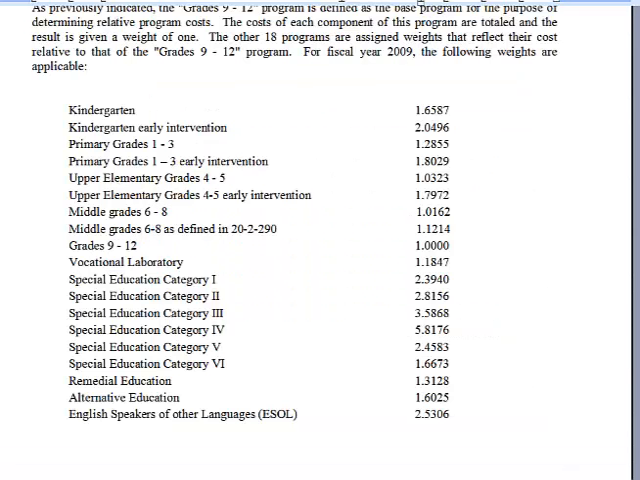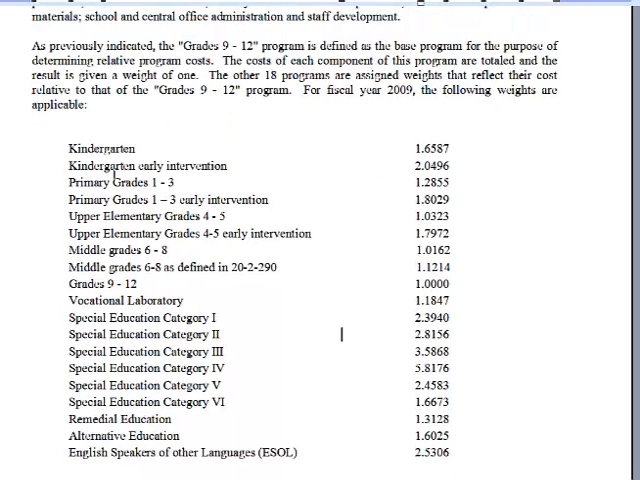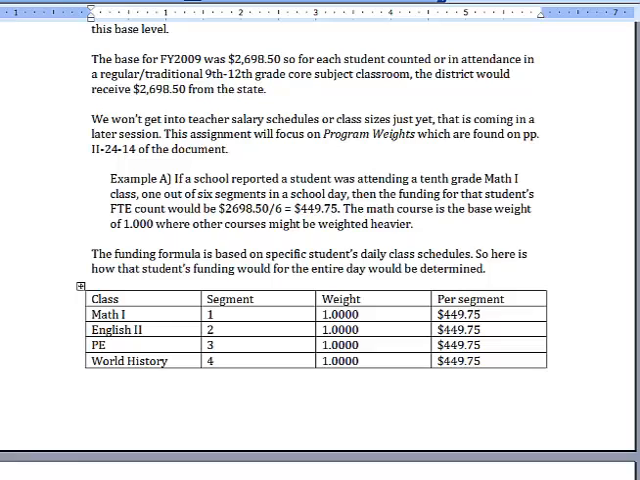In this document I've got the program weights. You'll see the program weights right here, and they're different depending on the type of program. A kindergartner student carries a little bit like a 1.6 weight, where there's your basic weight right there. 9 through 12th grade would just bring the basic weight of 1, which I said was $2,698, which you see right here. So that's the basic weight for a high school student.